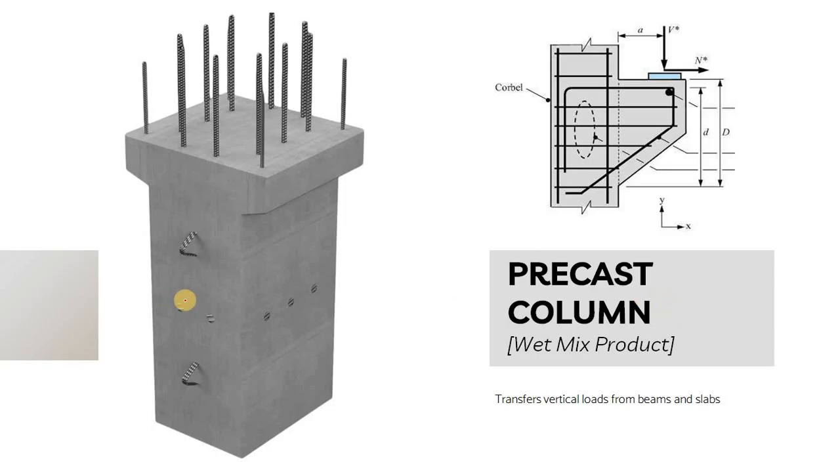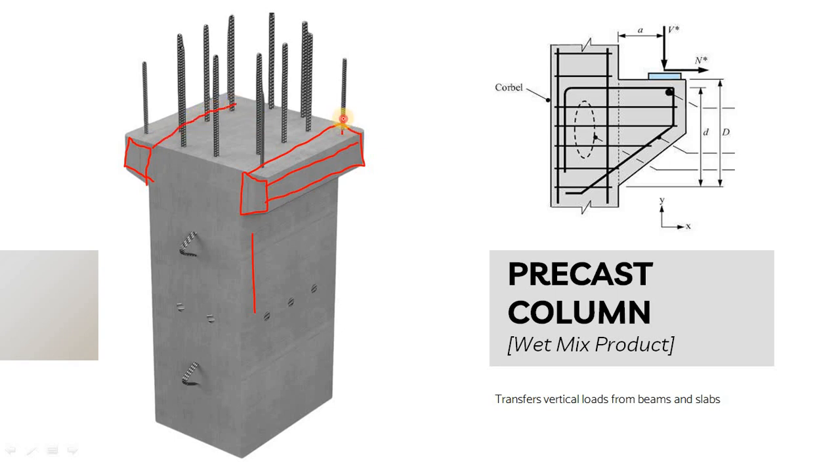So here you can see in this figure, this is the column, and in the column we have this projection on both sides. These are the two projections that are known as corbel. So this part is known as corbel. We will also discuss the importance of this corbel, and why corbels are provided.